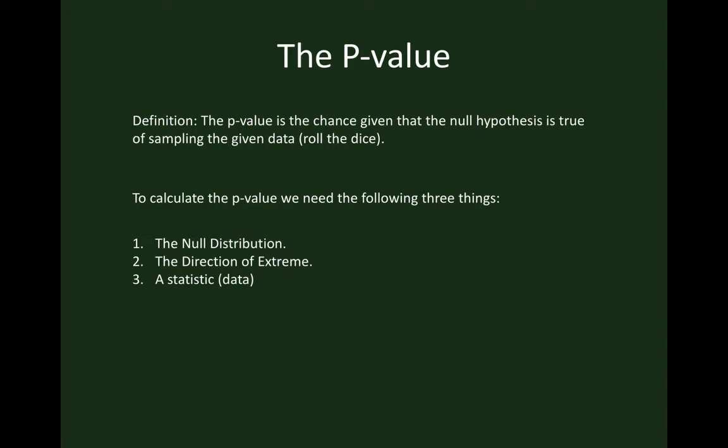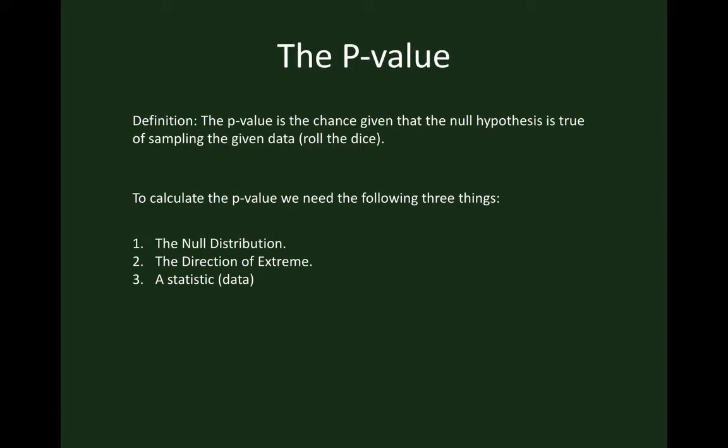Now, generally speaking, to calculate a p-value, we need these 3 things. We need to know the null distribution. We need to know the direction of extreme. And then we need some kind of a test statistic, some kind of a piece of data. Could be a sample mean, could be a sample proportion, lots of different things. But in this case, it's what is the roll? What's the sum of those pips when you roll 2 dice? That's our data in this example.